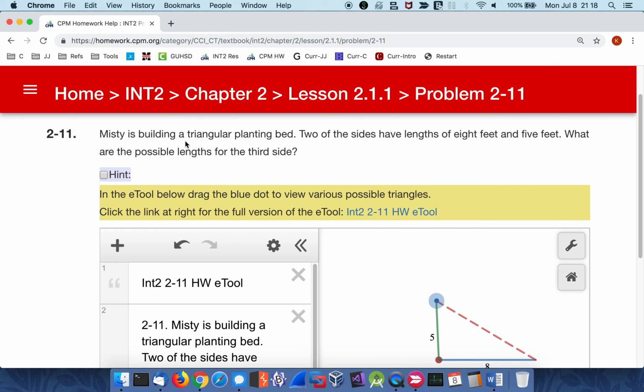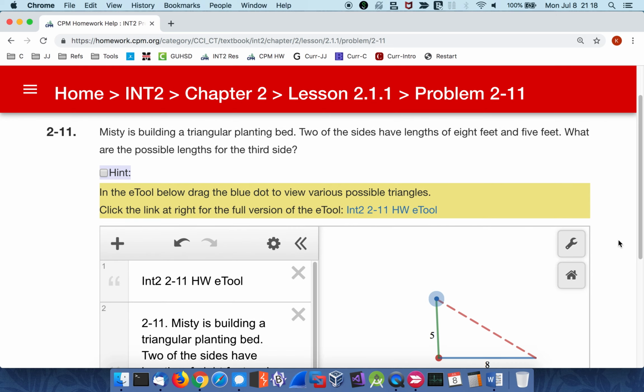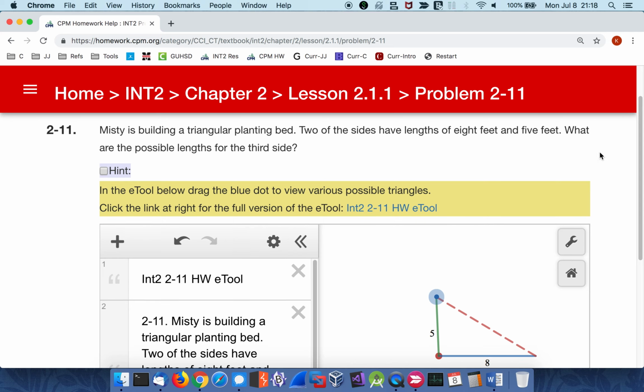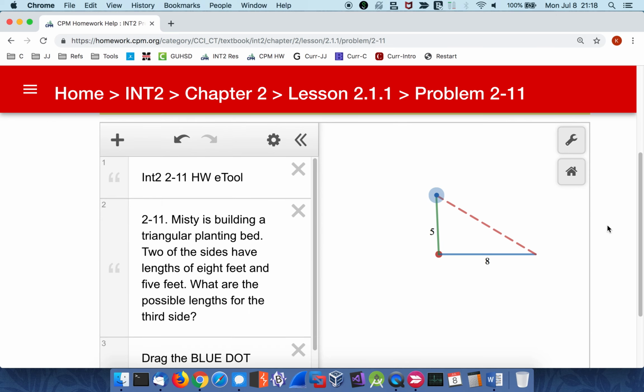So the problem says Misty is building a triangular planting bed. They don't really say why Misty is building a triangular planting bed. Why not a square planting bed, a rectangular one like everybody else in the world? But whatever, Misty wants to be different. Misty's special. So two of the sides have lengths of 8 feet and 5 feet. What are the possible lengths for the third side? And so this is where you have your triangle inequality.